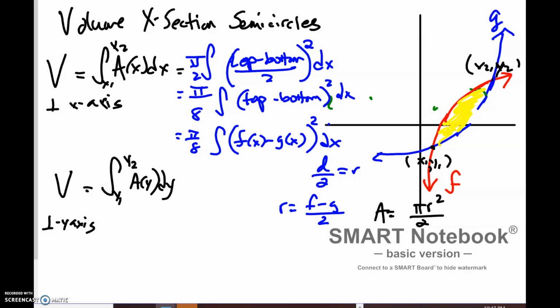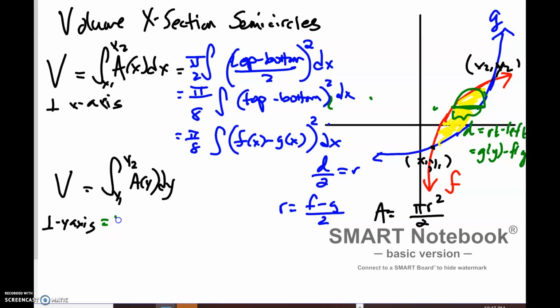Then perpendicular to the y-axis is going to be horizontal, right? And this time my semicircle looks like this, where the circular part is popping off of the page. And this horizontal distance, well, this is d, my diameter. And when you do horizontal distance, it's right minus left. So in this case, my right function is the blue function, so it's going to be g of y minus f of y. Because remember, everything has to be with respect to y if I'm doing perpendicular to the y-axis.